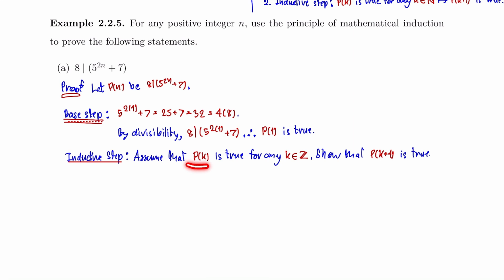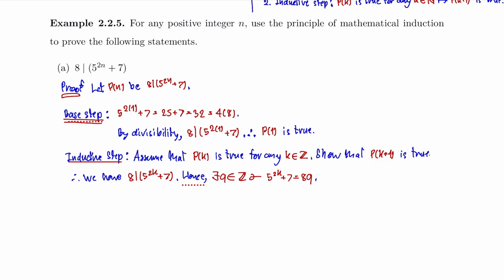Now, since we assume that P(k) is true, we have 8 divides 5 raised to the power of 2k plus 7. Hence there exists an integer, let's say q, such that 5 to the 2k plus 7 equals 8q. That's what we have right now. And we want to try to show that P(k+1) is true.